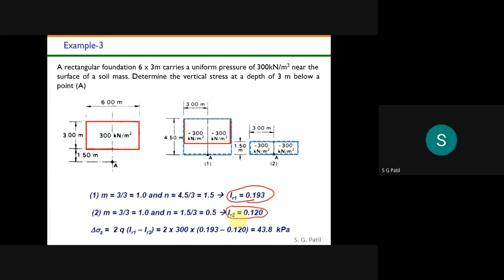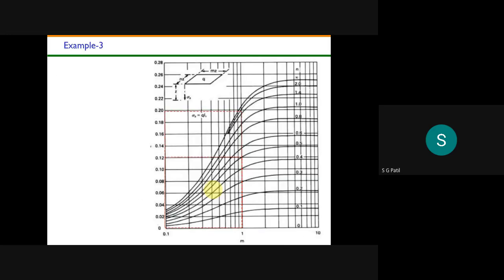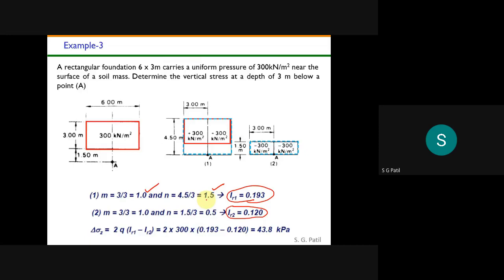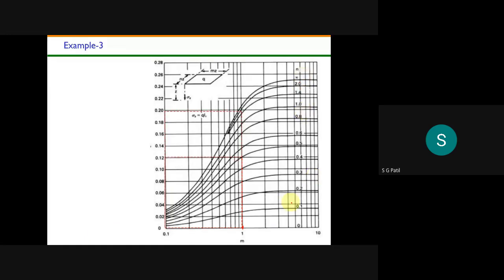See, for M, M is equal to how much here? 1, and N is equal to 1.5, right? So let's go to that graph. My M is 1, and how much N did I get here? 1.5. So I have to look for the N values on these graphs. N is equal to 0.1, 0.2, 0.3, 0.4, 0.5, 0.6, 0.8. So this is 1, this is 1.4. So my N value was 1.5, right?